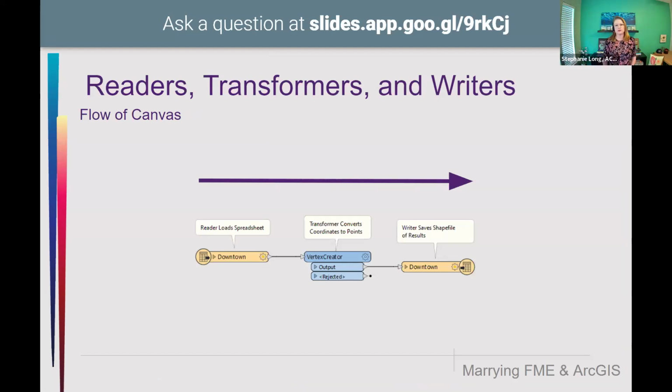The flow of the Workbench canvas is similar to that of the Model Builder model, starting on the left and flowing to the right by default. In this example, Workbench loads a spreadsheet. This is called a reader. And then with the transformer, it takes the coordinates that are in the spreadsheet, those number values, and creates a vertex at each of those locations. And then the last process on the right here is a writer. This is where you designate the output workspace, in this example, a shapefile. So let's take a look at creating this workflow in the canvas from scratch.